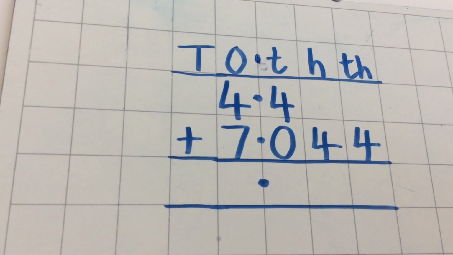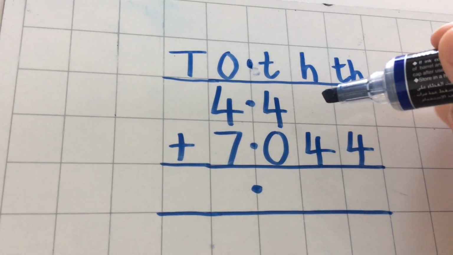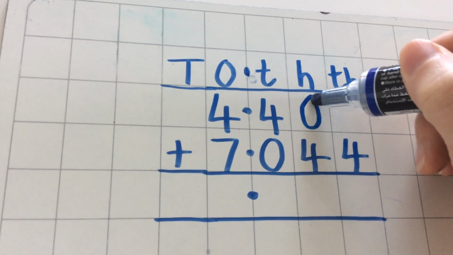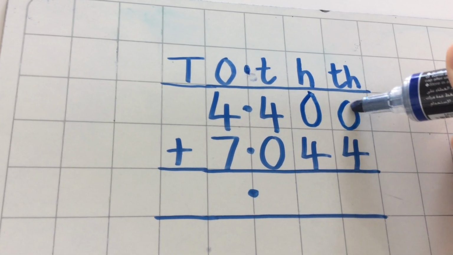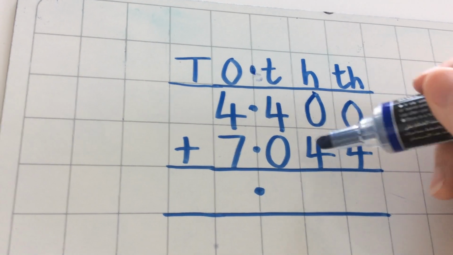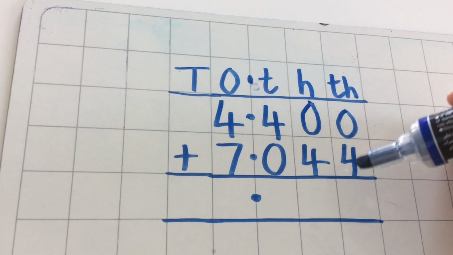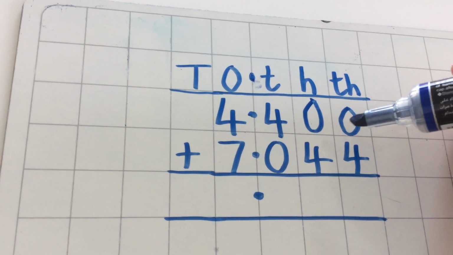What I'm going to do too is I'm going to add in, and this might be useful if you don't have squares, I'm going to put in zeros here. Now this doesn't change the number, it just acts as placeholders, but it will help to keep my numbers in line, and it would just help me to know that when I'm adding here, I'm adding 4 and a 0.